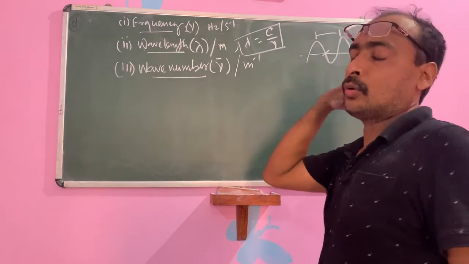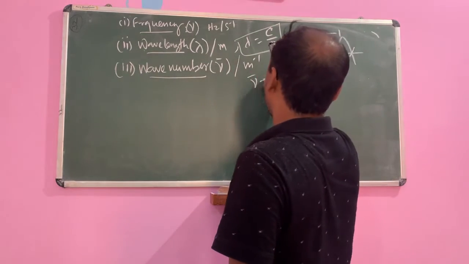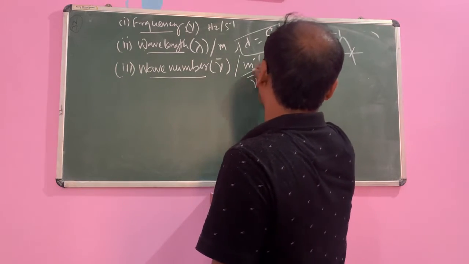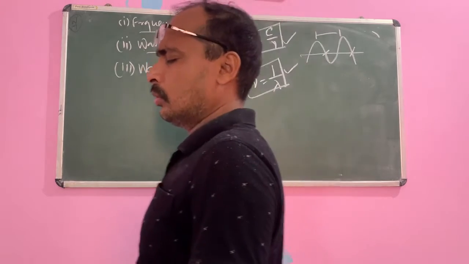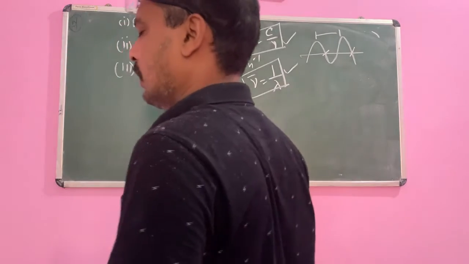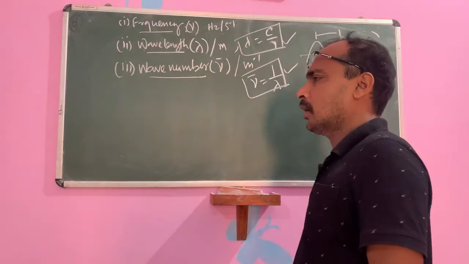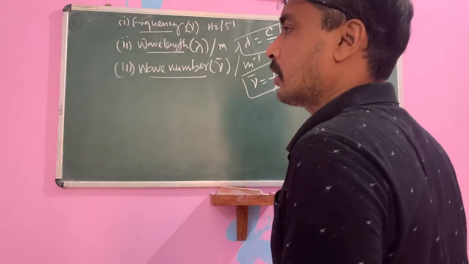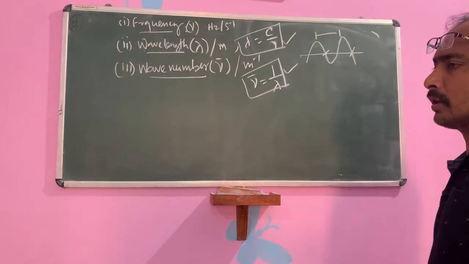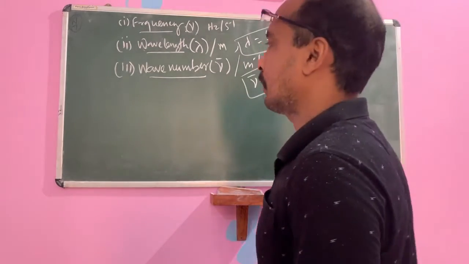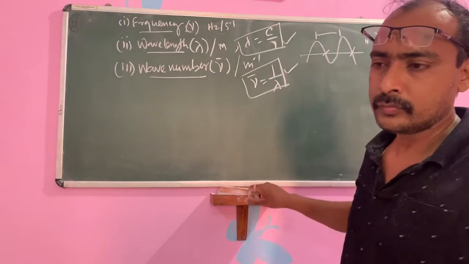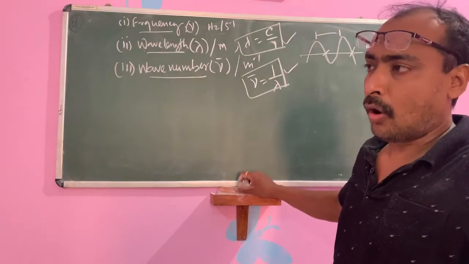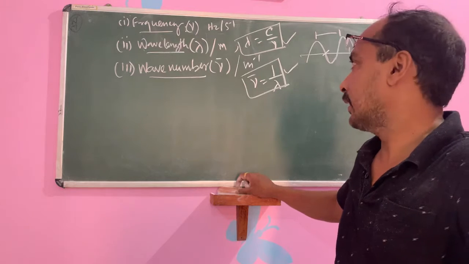Then mu bar is equal to 1 by lambda. These are the formulas to calculate the frequency, wavelength, wave number. We have to remember: given the frequency we have to calculate the speed, or given the speed we have to calculate the frequency, or given the wavelength. So these are all about the wave nature of electromagnetic radiation.